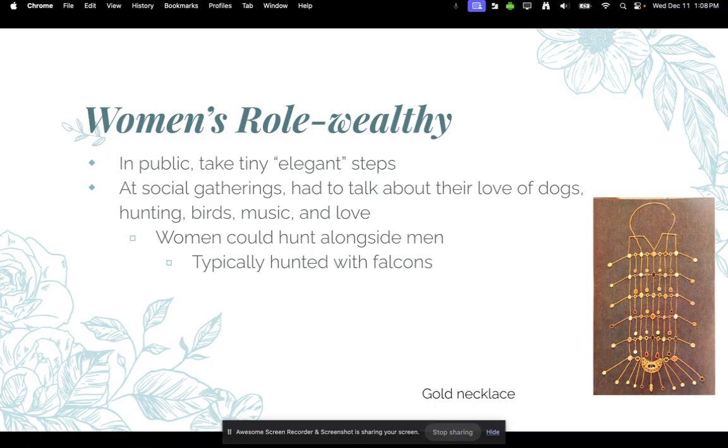So, one of the really cool things about women's roles that they did have is they actually could go hunting. But typically, their hunting weapon was actually a falcon. Like the bird, a falcon hunting. That's pretty cool.